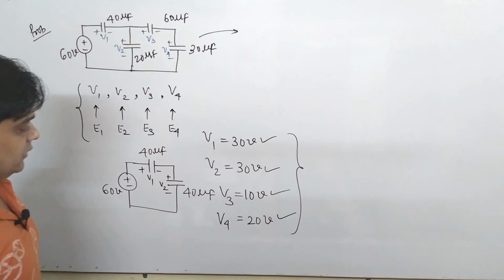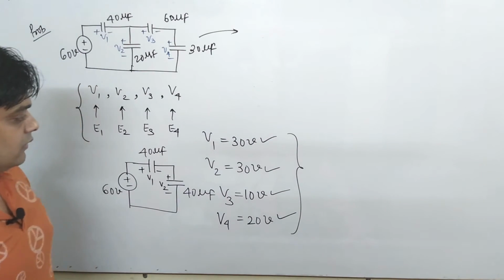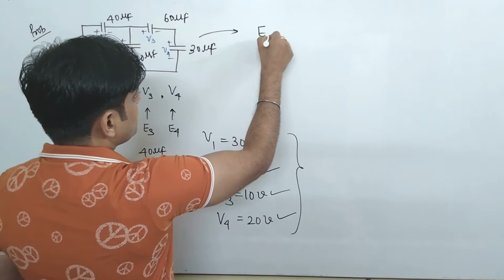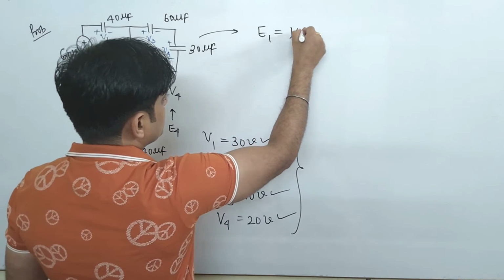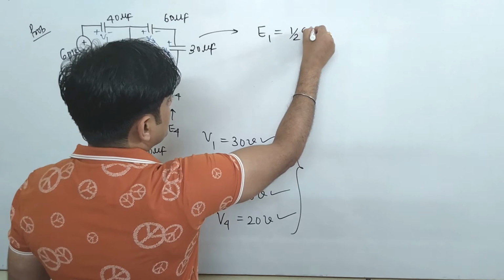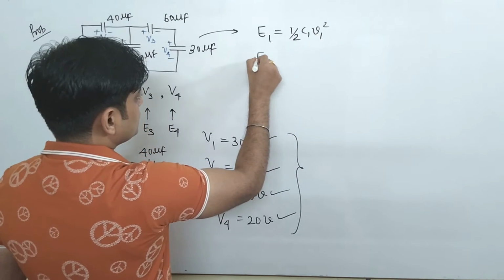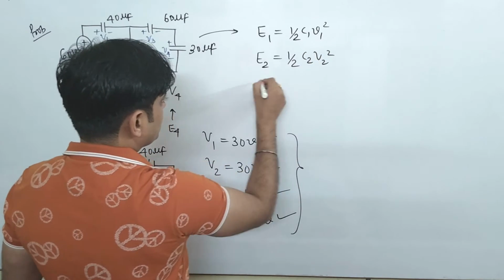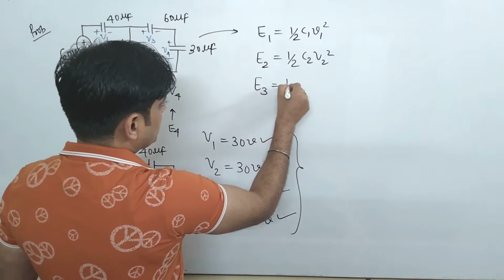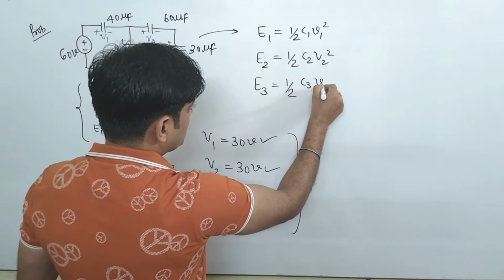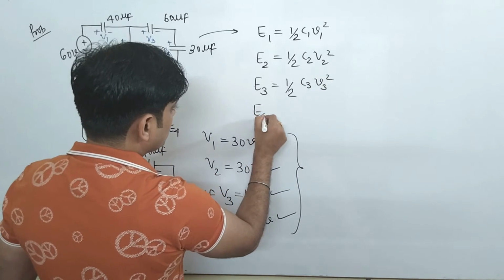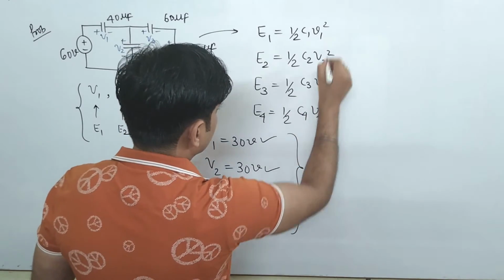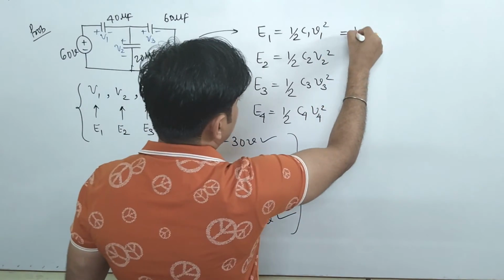Now once you know the value of voltage, you can find the energy. So what is energy? E1 is 1 upon 2 C1 V1 square. E2 is 1 upon 2 C2 V2 square. E3 is 1 upon 2 C3 V3 square, and E4 is 1 upon 2 C4 V4 square. Yes, you can find it.